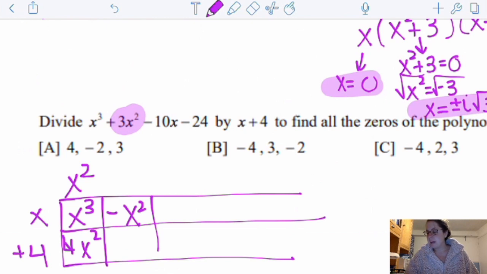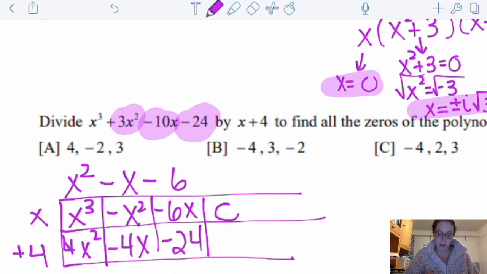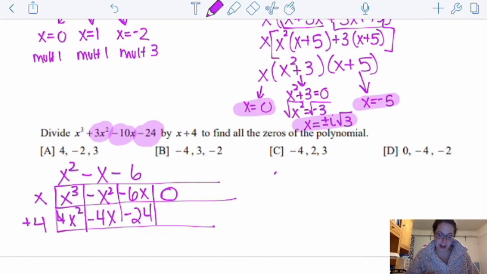And I know these need to add to be 3x squared, so this would be negative x squared, right? And then from there, this would have to multiply to be negative x. This would be negative 4x, right? And that is going to need to combine with the diagonal to be negative 10x. So this is going to be negative 6x. So this would be negative 6. This would be negative 24. And that is what we want there. So that winds up being 0. So that tells me that x plus 4 is a factor, right? x plus 4 is a factor because my remainder is 0.